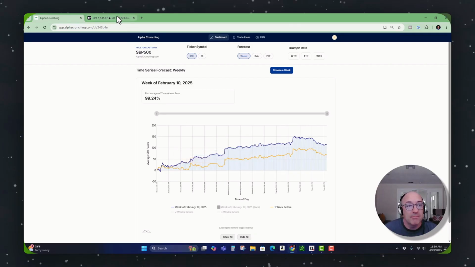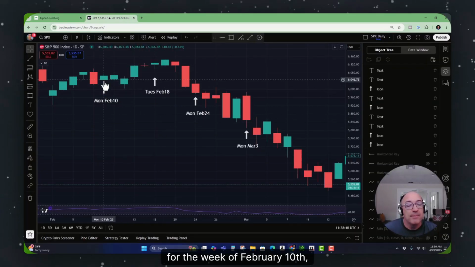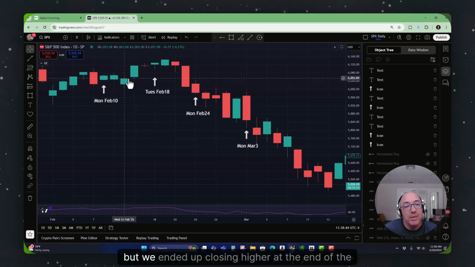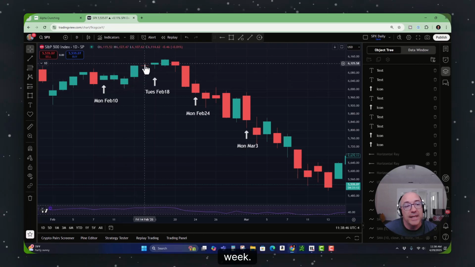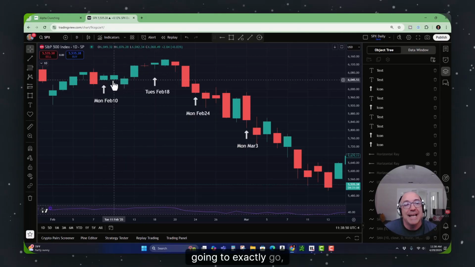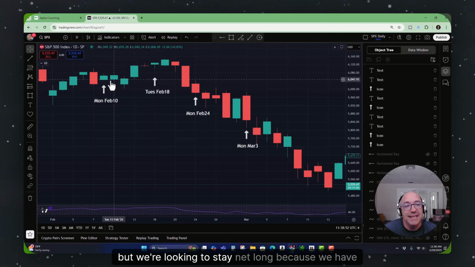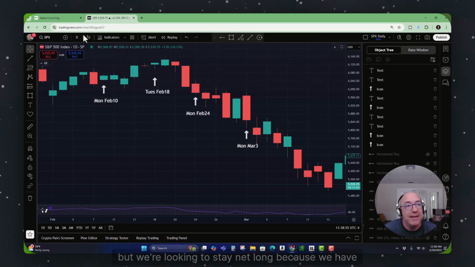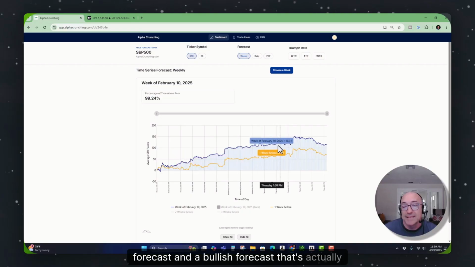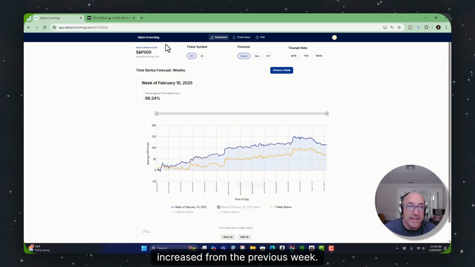So if we look at the market for the week of February 10th, we had Monday, Tuesday, Wednesday had a little bit of a dip, but we ended up closing higher at the end of the week. So again, this isn't a prediction about how the week is going to exactly go, but we're looking to stay net long because we have a bullish forecast, and a bullish forecast that's actually increased from the previous week.